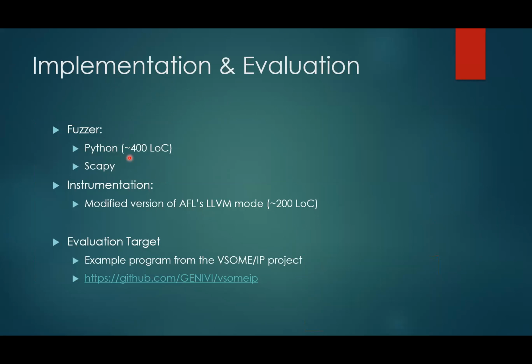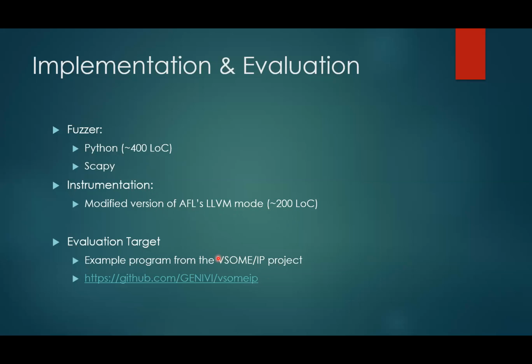is implemented in Python, around 400 lines of Python code, and we use the Scapy library to help us generate valid SUMIP packets. And for the instrumentation part, we modified AFL's LLVM mode, and the modification involves around 200 lines of code. And for our evaluation target, although SUMIP is widely used, it is rarely publicly available because most automotive industry companies won't open source their code.